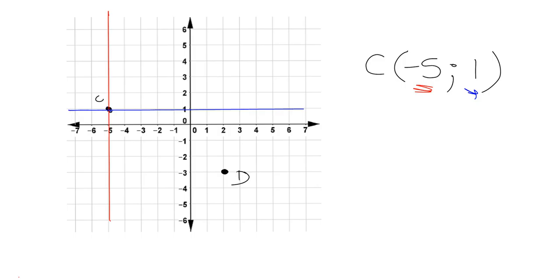What about D? Well, how many steps over are we? We are 2 steps to the right, so my x coordinate is 2. And then for the y coordinate, how far am I down? I've gone 3 steps down. I can read it off there. My y coordinate is -3.